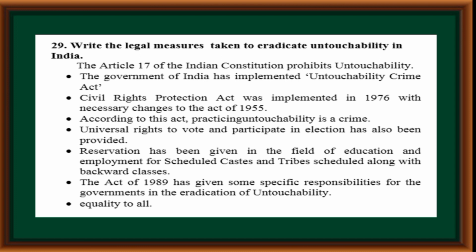Write the legal measures taken to eradicate untouchability in India. Article 17 of the Indian Constitution prohibits untouchability. The Government of India has implemented the Untouchability Crime Act. The Civil Rights Protection Act was implemented in 1976 with the necessary changes to the Act of 1955. According to this act, practicing untouchability is a crime.